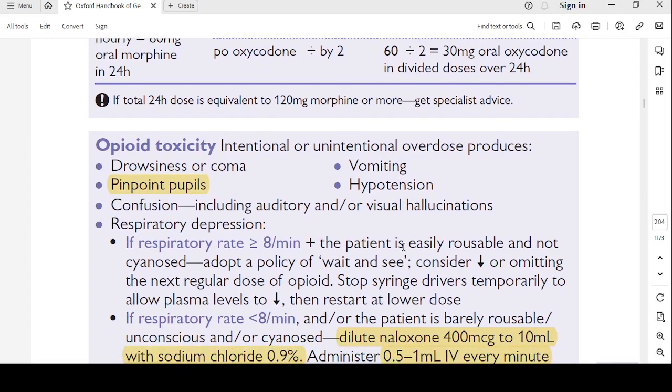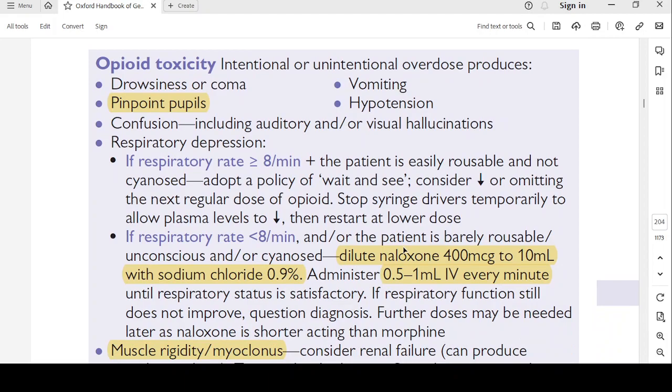Opioid toxicity. Intentional or unintentional overdose produces drowsiness or coma. Opioid toxicity, as we had discussed, will cause pinpoint pupils, vomiting, hypotension. So in opioid withdrawal, there will be dilated pupils, whereas in opioid toxicity, there will be pinpoint pupils. Confusion, including auditory or visual hallucinations. Respiratory depression because of toxicity.